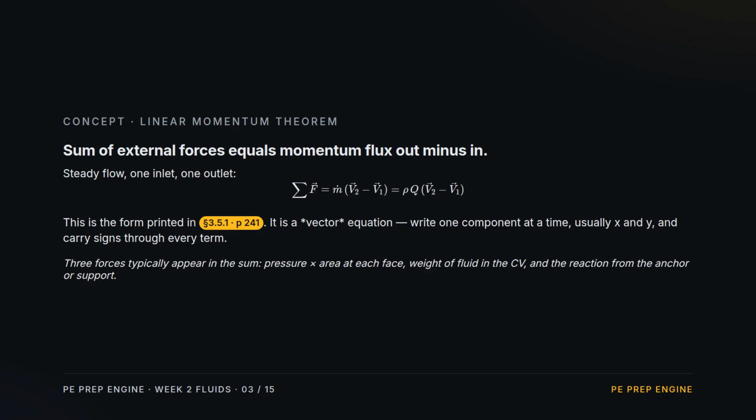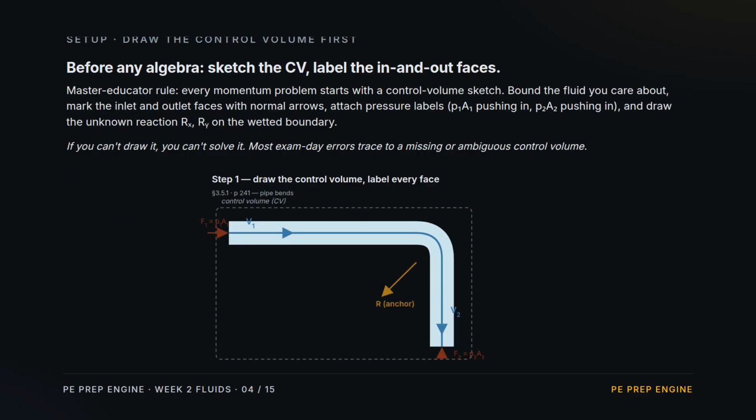The linear momentum theorem: steady flow, one inlet and one outlet. The sum of external forces equals mass flow rate times the change in velocity, outlet minus inlet, or ρQ times the velocity difference. It's a vector equation. Write one component at a time, x and y, with proper signs. Three contributors appear: pressure times area at each face, the weight of fluid in the control volume, and the anchor reaction. Before you write a single equation, draw the control volume.